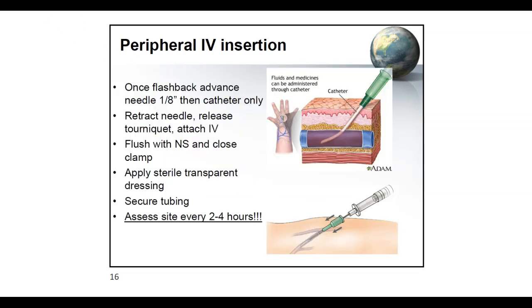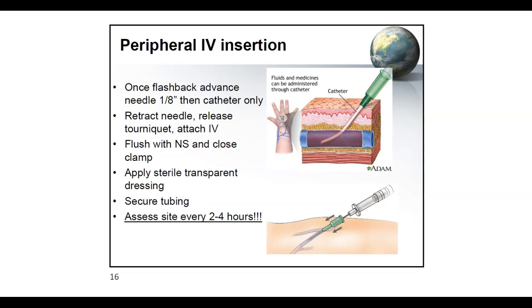Anyway, after you insert it, once you get a flashback or blood return, advance it a little bit more, about 1/8 of an inch. What you're going to advance there is not the needle anymore. You basically have to push the catheter so that it goes in a little bit. You push this part right here to thread the catheter in. Then after doing that, you retract or pull the needle, you release the tourniquet, and then attach your IV tubing or IV extension, depending on what you're trying to do, and then flush it with normal saline, and then close the clamp.